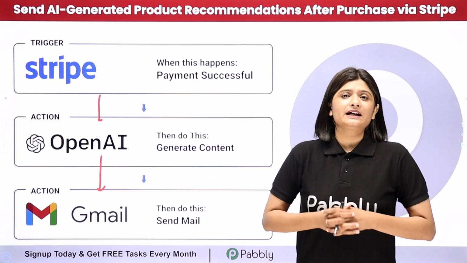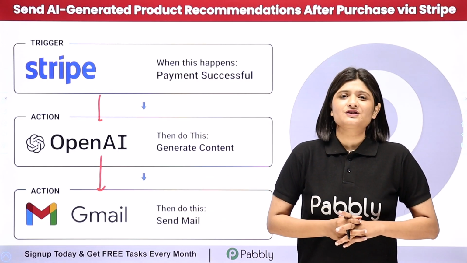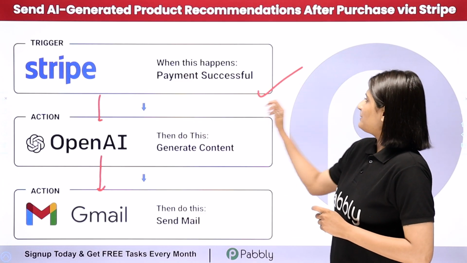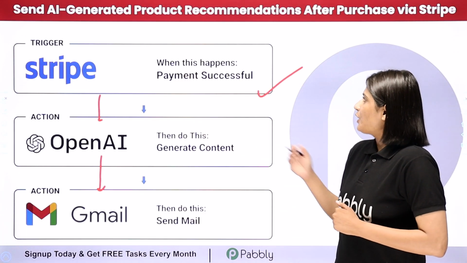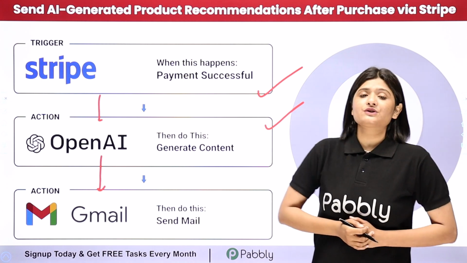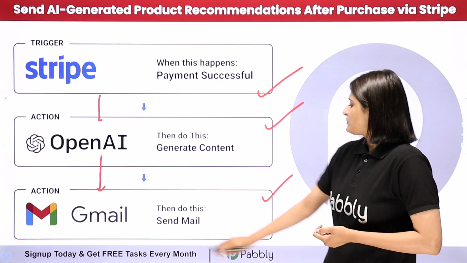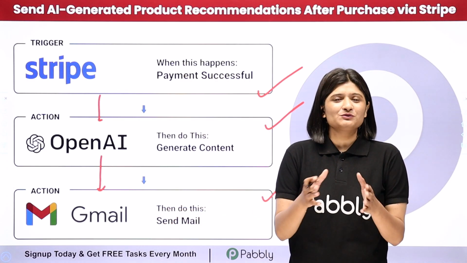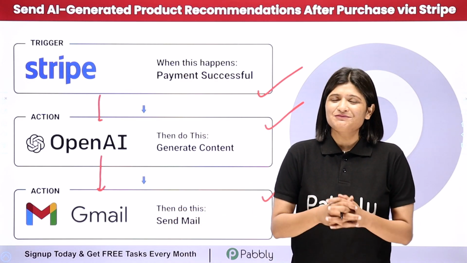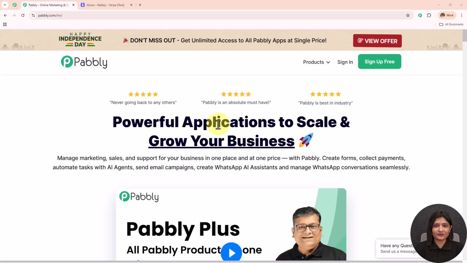With the help of Pabbly Connect, I am going to build this connection in such a way that whenever there will be payment successful in my Stripe, automatically I am going to generate the product recommendation with the help of OpenAI and then I am going to send it with the help of Gmail. Now if you want to learn the step-by-step process, then let me take you all to my screen.